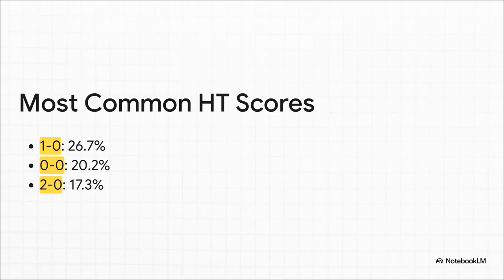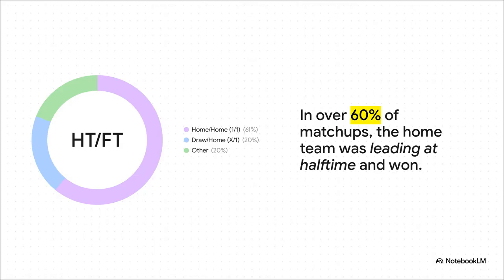And we can get even more detailed and zoom in on just the first half. The pattern of dominance just continues. In more than a quarter of all these matches, the home team is already up 1-0 by halftime. A 2-0 lead isn't far behind either. So what this tells us is that the favorite tends to get on the board early and really take control before the break. And this chart basically tells the whole story in one picture. That huge purple section shows that in over 60% of these historical games, the home team was already winning at halftime and then went on to win the whole thing. It's an incredibly powerful trend. When they get ahead early, they almost always stay ahead.